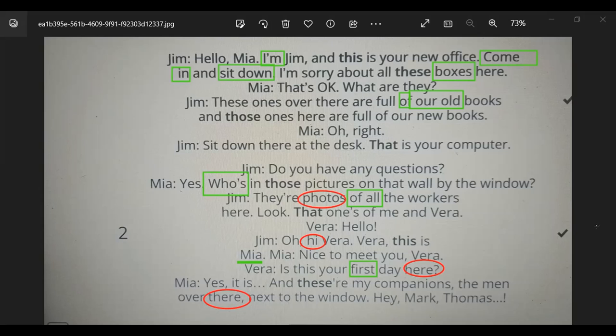Okay, hello, I am Jim, and this is your new office. Come in and sit down. I am sorry about all these boxes here. That's okay. What are they? This one over there are full of our old books, and those ones here are full of our new books. All right. Sit down. There are desks. That is your computer.